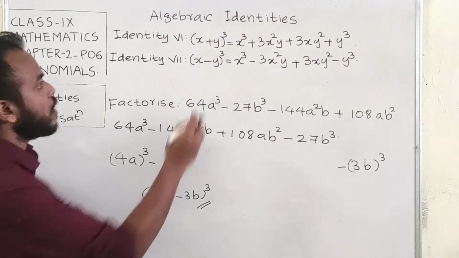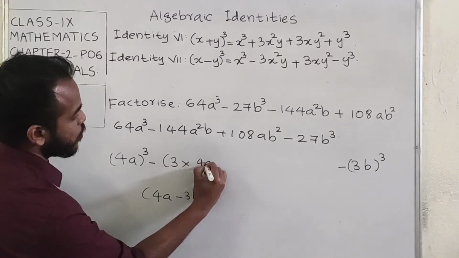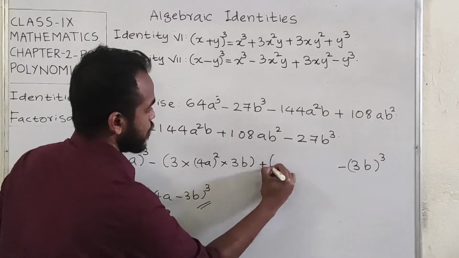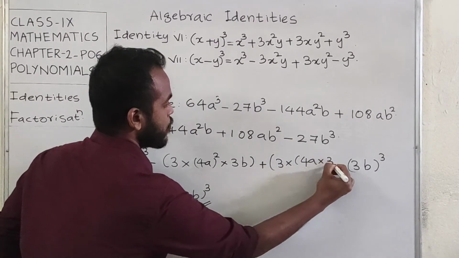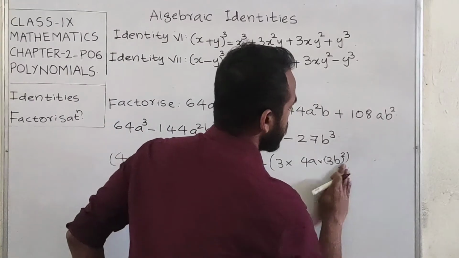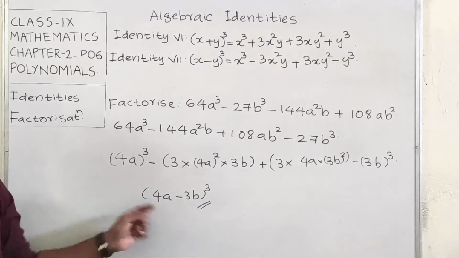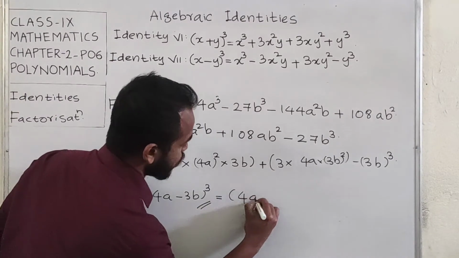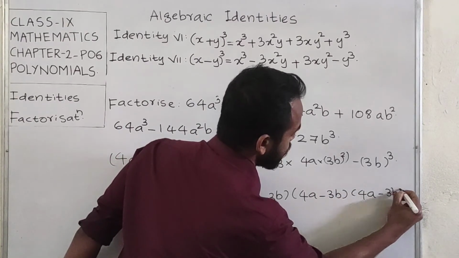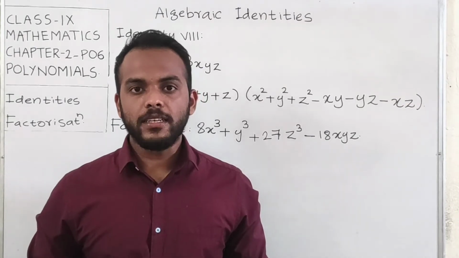But we need to make it into the standard form. So it will be 3 times first number square. Who is the first number? 4a. That is 4a the whole square into second number, that is 3b, plus 3 into first number 4a into second number 3b the whole square. So it will be of this form, minus 3b the whole cube. So effectively we can factorize this one as 4a minus 3b the whole cube, or it's just like 4a minus 3b into 4a minus 3b into 4a minus 3b. So that is the factorization using this particular identity. Now let's move on to the last identity of our chapter, identity number 8.